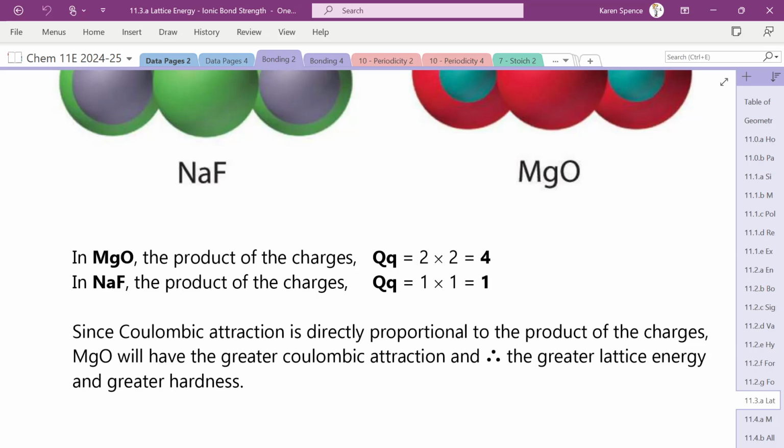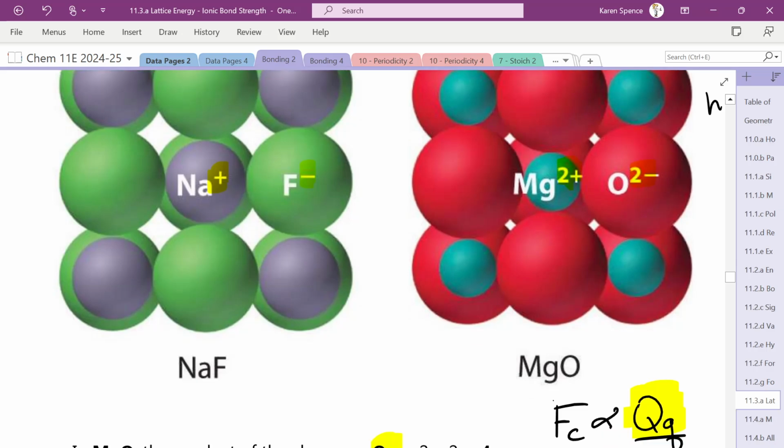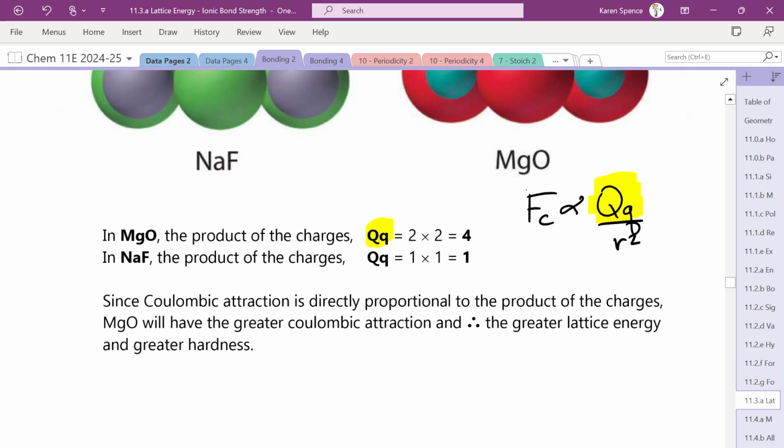QQ, good question. Charge times charge, Q1 times Q2. So in MgO, we have a 2 plus charge and a 2 minus charge, and in NaF, we have a 1 and a 1. So if we ignore the signs on those, we have a 4 and 1. Okay?